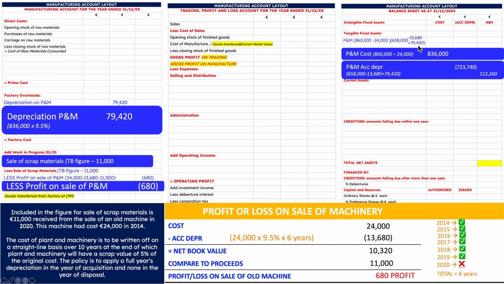When I've worked out my depreciation rate for the year, I can add it up to the accumulated depreciation up here. But when I sold a machine, I'll also take that 13,680 away. So when I've sold a machine, you're always going to have 3 figures here. So overall, my figures are going to be 836,000 under the cost. In the accumulated depreciation, I'll have 723,740, and in the net book value, I will have 112,260. And that is the 2021 question 1B done for plant and machinery there.